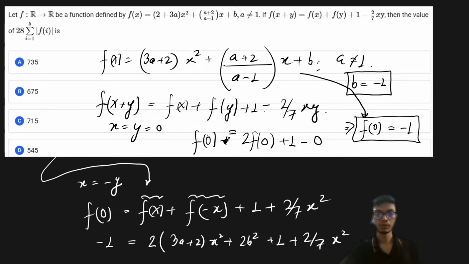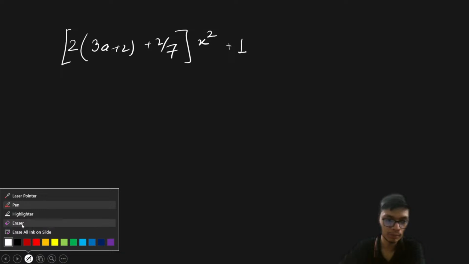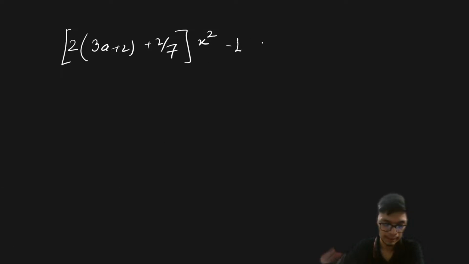Is this part clear? So the quadratic equation is something like 2 times (3a plus 2) multiplied by x square, plus, or let us take 2 by 7 inside this, plus 2 by 7 whole multiplied with x square plus 1 minus 2, so that is going to be equal to minus 1 over here, right.